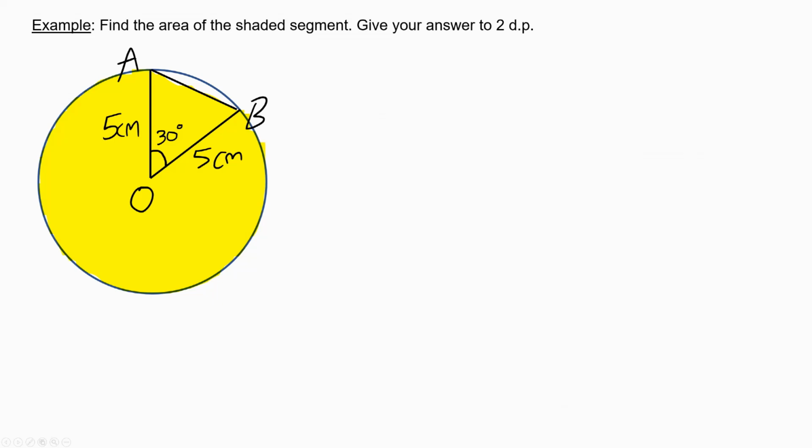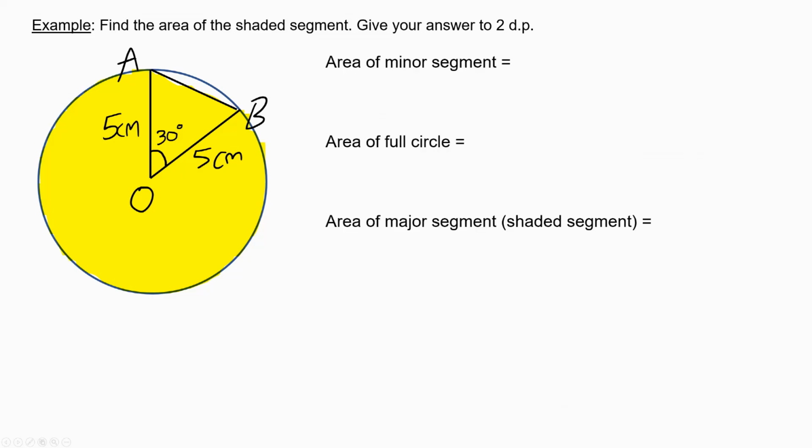Here's another example. We want to find the area of the shaded segment. So this is the major segment this time. To do this, I'm first going to find the area of the minor segment. So to do that, I'm going to do the area of the sector AOB. So that's going to be 30 over 360 times pi r squared. So pi times 5 squared, that's going to be 25 pi over 12, same as before. That's the area of the sector.